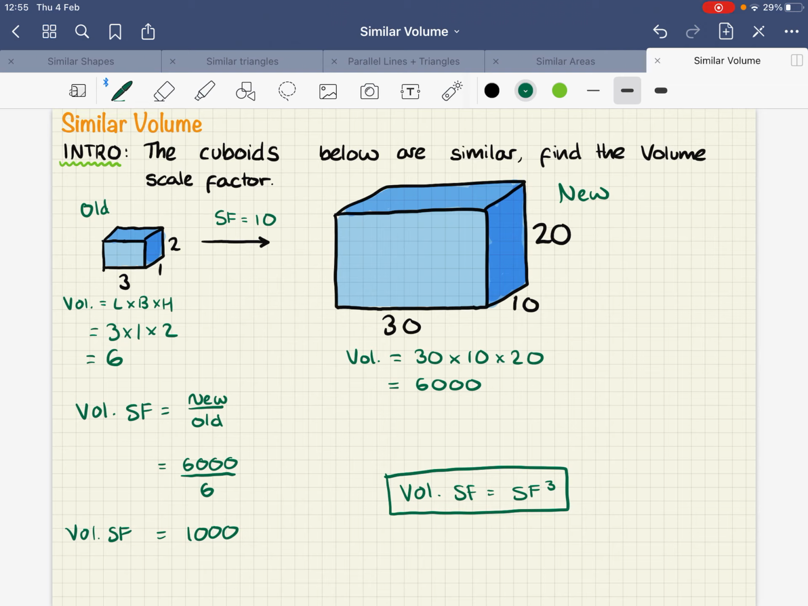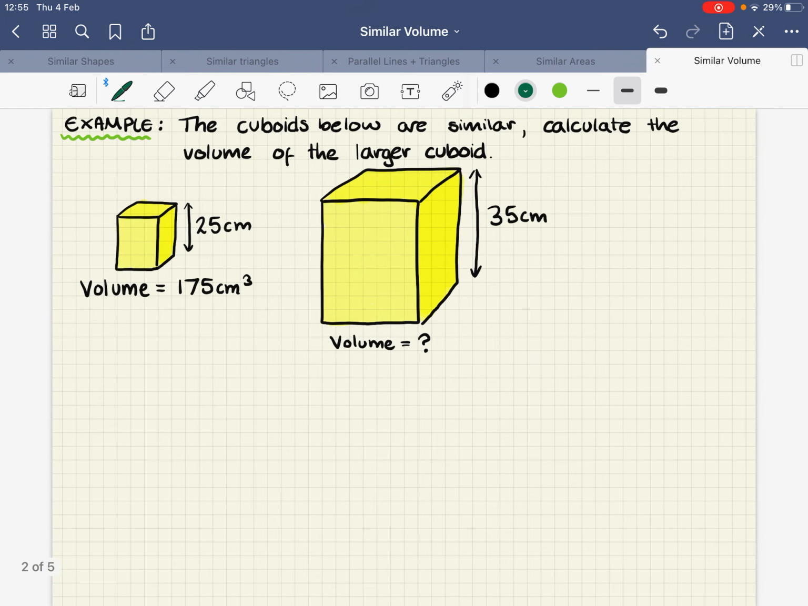So let's take a look at questions using this. And in the same idea as my similar areas video, I've got 3 different types of questions. And what you should find is that it's basically the exact same idea. I'm processing things the exact same way. All I'm doing is using a volume scale factor instead. So let's jump straight to it.